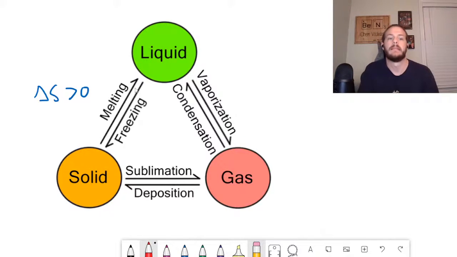By contrast, let's say you go in the other direction where you have a liquid and it freezes into a solid. Well, now you're going the other way, right?